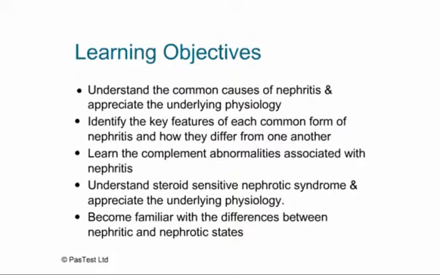First of all, we're going to run through the learning objectives for this lecture. Firstly, we're going to understand the common causes of nephritis and appreciate the underlying physiology. Then we're going to identify the key features of each common form of nephritis and how they differ from one another. We're going to learn the complement abnormalities associated with nephritis. Then we're going to move on to look at nephrotic syndrome, and then we're going to understand steroid-sensitive nephrotic syndrome and appreciate the underlying physiology, and finally become familiar with the differences between nephritic and nephrotic states.